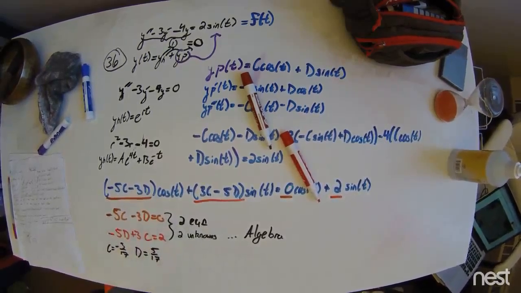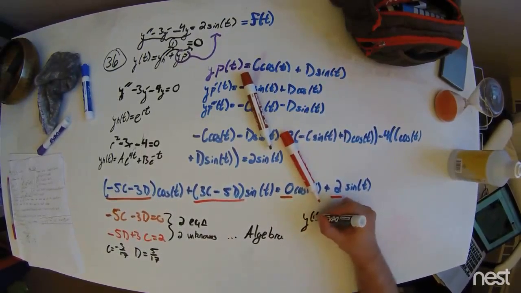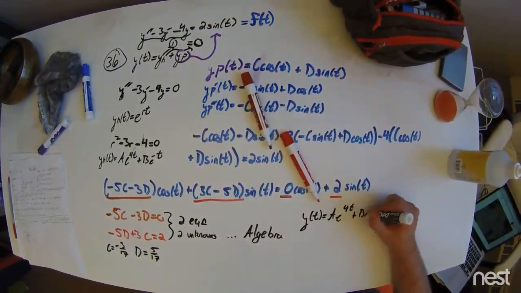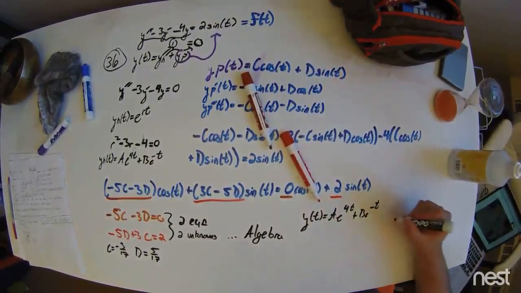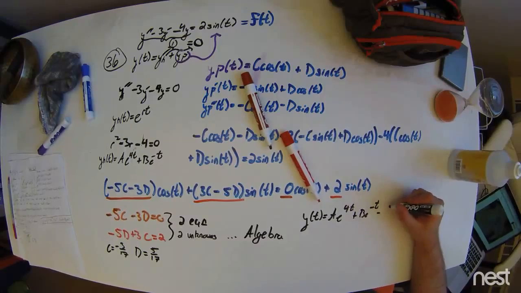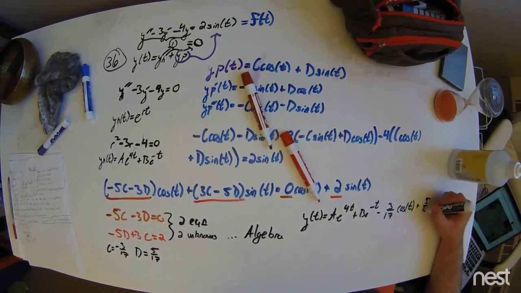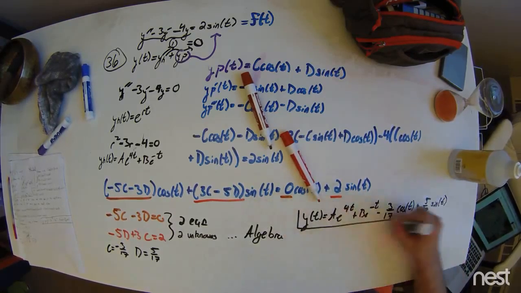With that, you can rewrite our solution for y of t. Y of t equals a e to the 4t plus b e to the minus t minus 3 over 17 times cosine of t plus 5 over 17 times sine of t. This is our total solution.